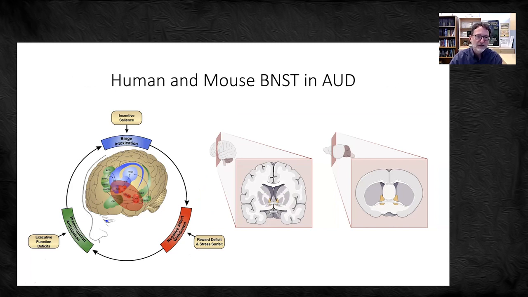These two structures from a large literature have been implicated in this negative affect withdrawal phase of alcohol use and substance use disorders. The BNST is a region of the brain that my lab has been particularly interested in for many years now. In the human brain, it spans the anterior commissure. It's a deep basal forebrain structure, and the BNST is about the size of a sunflower seed in the human. In the rodent, it has a very similar localization. It again is a basal forebrain structure and surrounds the anterior commissure here.